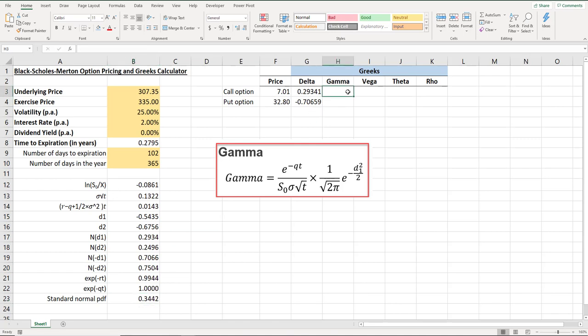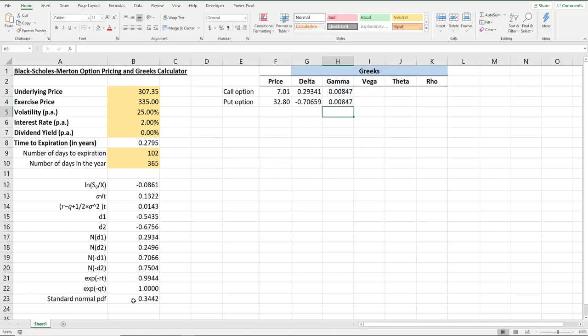Now, to get to the gamma, the formula will be to take B22, then we'll divide by the underlying price, which is in B3, multiply by B13, then we'll multiply by the standard normal probability density function value. So that's 0.0847, and the put option will have the same gamma, so you could either just link this to H3, which is the gamma of the call, then we're done.